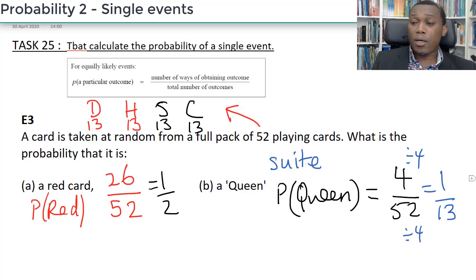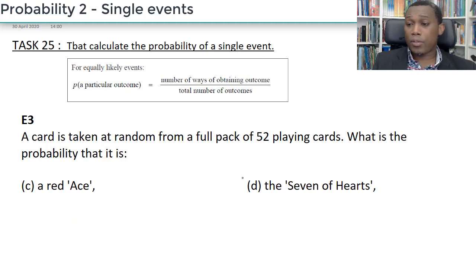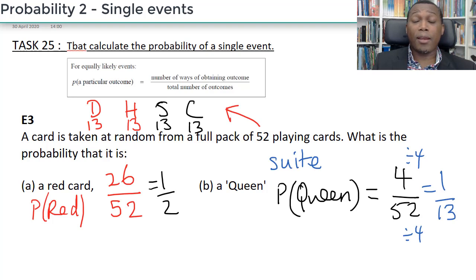Let's move on to the other 3. Actually, did I do that too quick? Let me leave that there. Pause one moment. You have a chance to pause it.